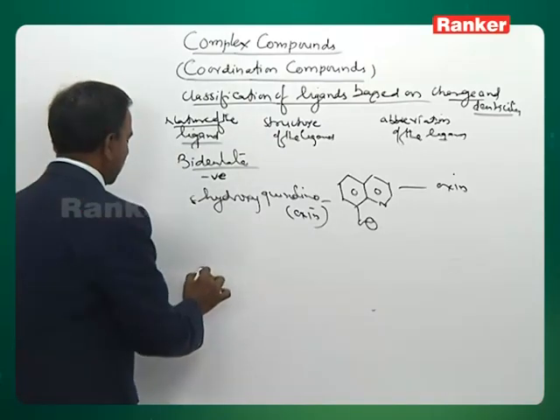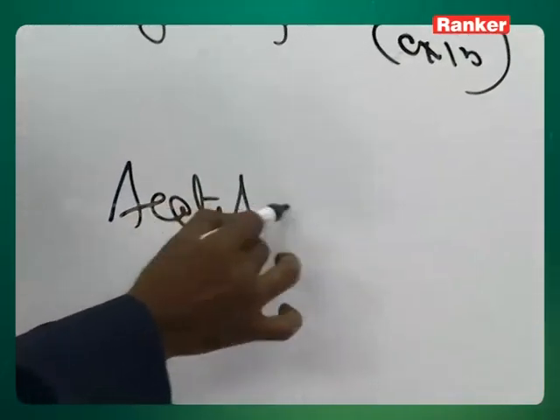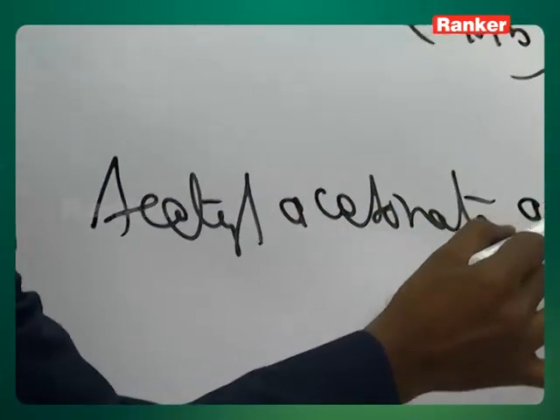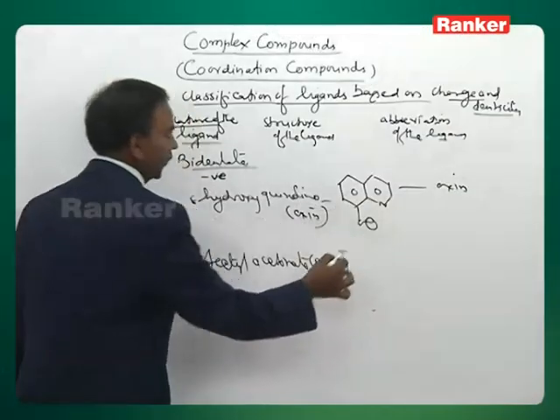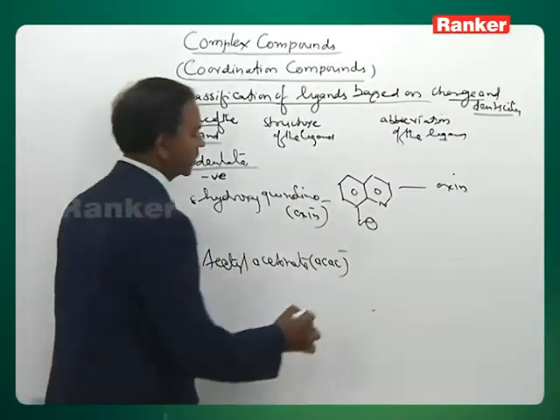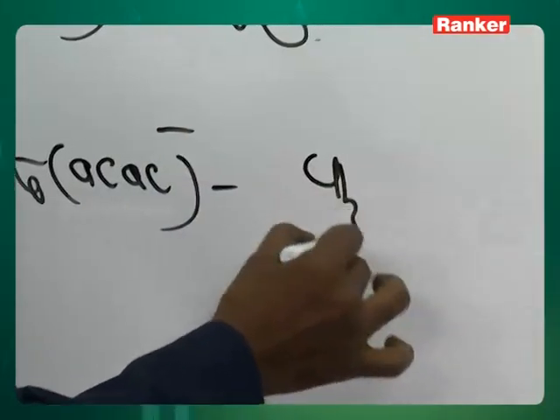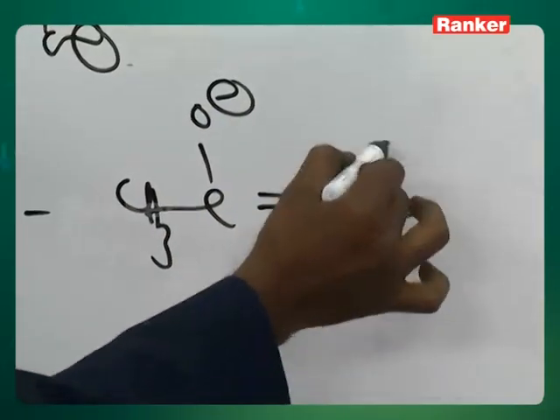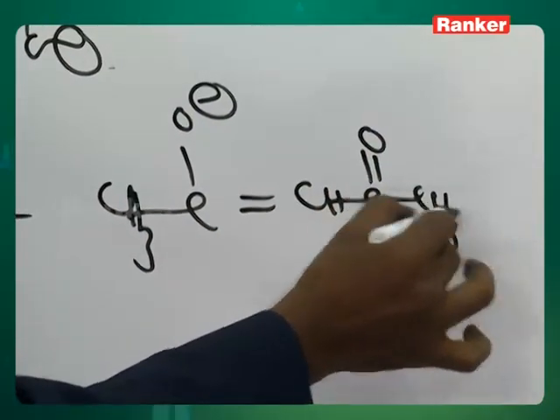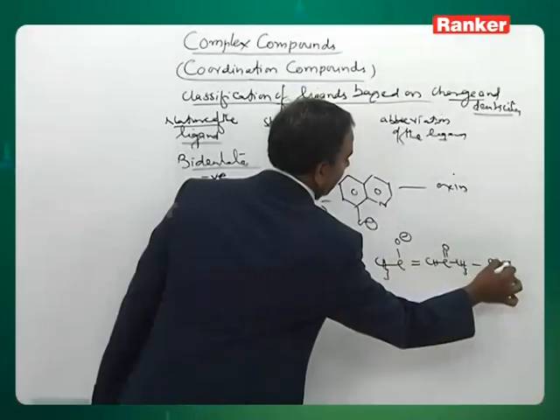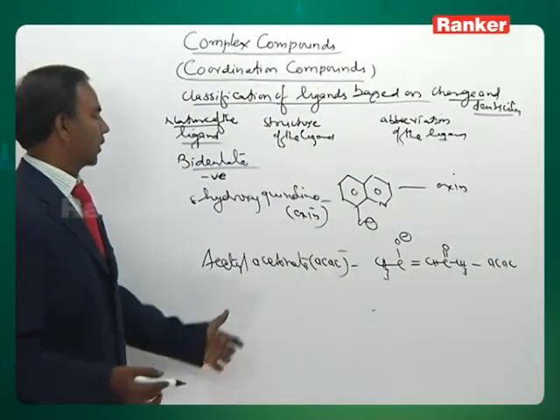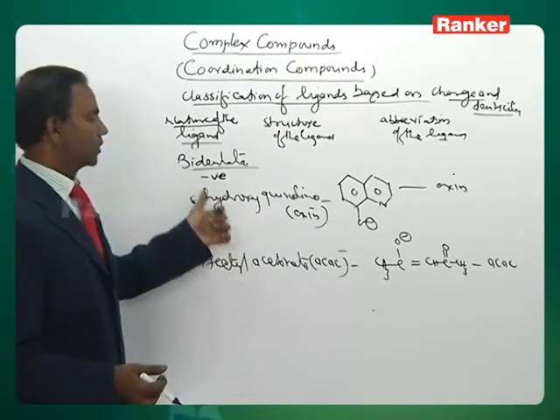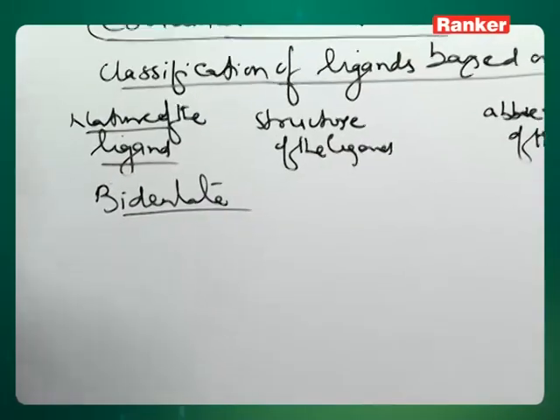Next one, acetyl acetonato. This is ACAC minus. The structure of this particular ligand is important to remember: C single bond O, double bond CH, C double bond O, CH3. This is ACAC. Like this, some of the important negative bidentate ligands. Let me introduce again bidentate neutral ligands.